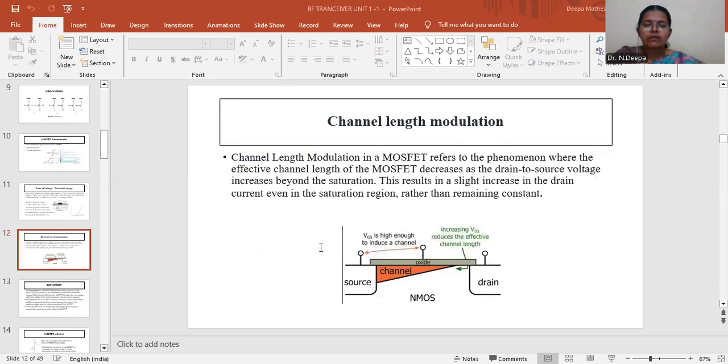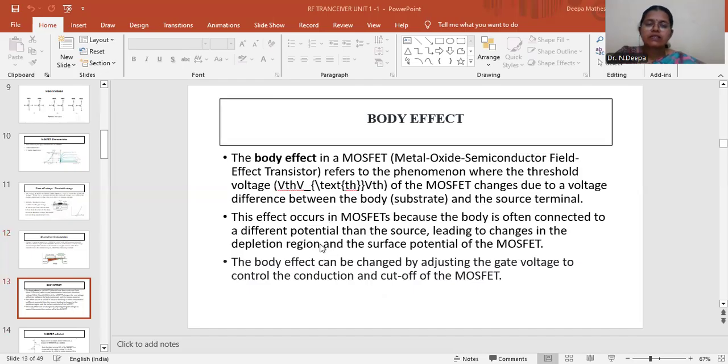Another important parameter here is channel length modulation. This refers to the effective channel length of the MOSFET decreasing as the drain source voltage increases beyond saturation. This results in a slight increase in drain current even in the saturation region. This is called channel length modulation.